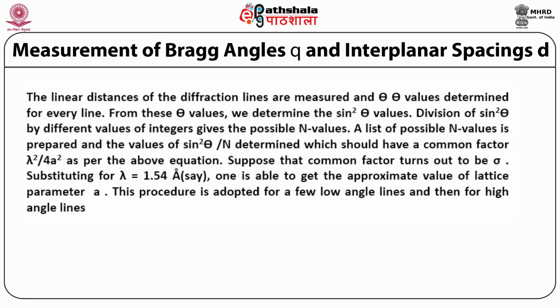A list of possible N values is prepared, and the values of sin²θ by N determined should have a common factor λ² upon 4a² as per the above equation. Suppose that common factor turns out to be sigma. Substituting for λ equal to 1.54 angstroms, for example, one is able to get the approximate value of lattice parameter small a. This procedure is adopted for a few low angle lines and then for high angle lines.